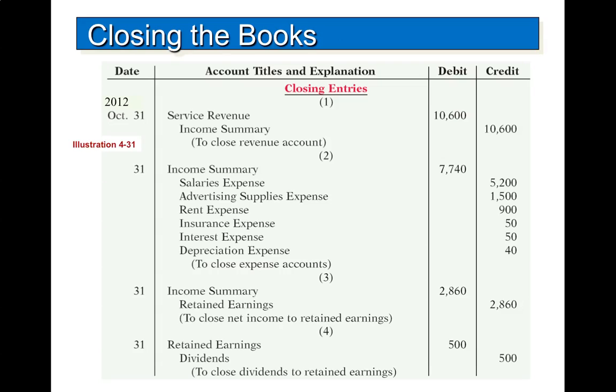Here's an example of the closing entries journalized. Write closing entries at the top. Revenue is a credit balance, so it is debited. Income summary is credited. Expenses have debit balances, so they will be credited with income summary a debit. Income summary, we had a net income. If you subtract this number from this, then you will have a credit balance, so we have to debit income summary, credit retained earnings, and the last thing we do is to close dividends, debit retained earnings, and credit dividends.